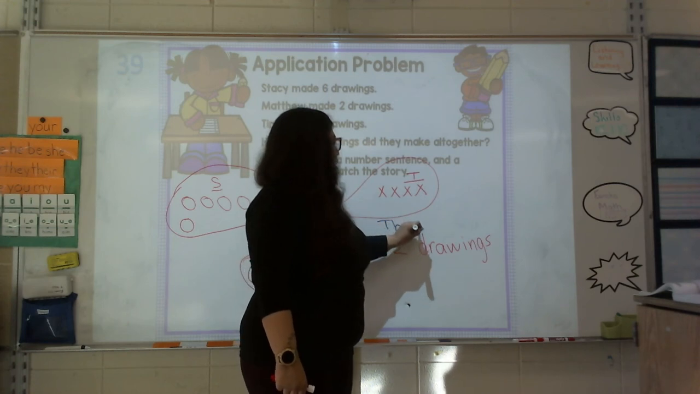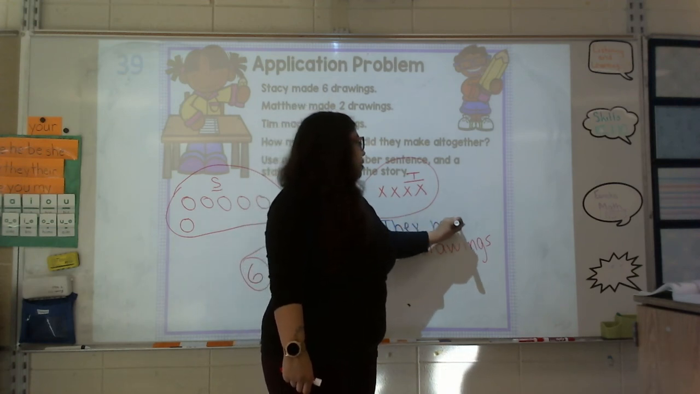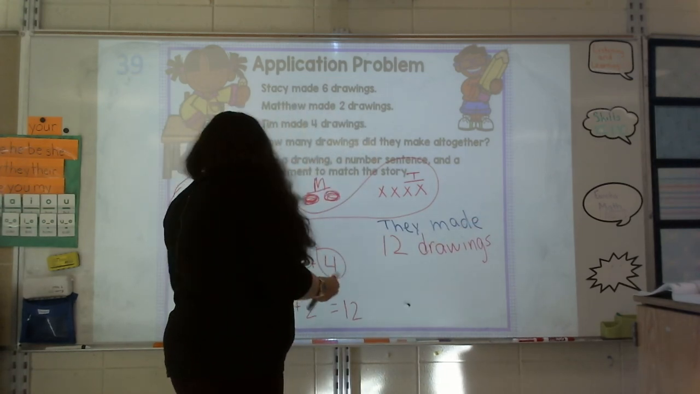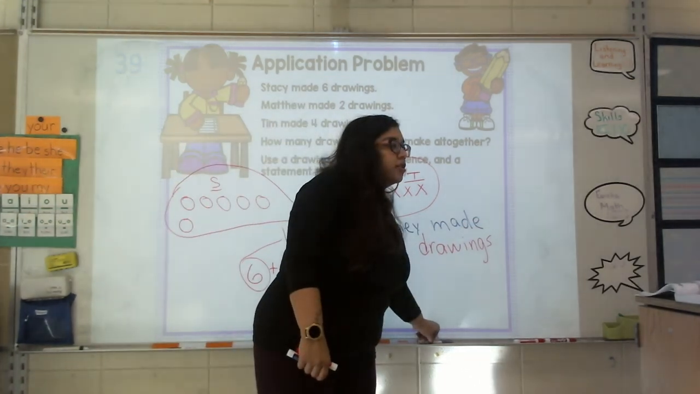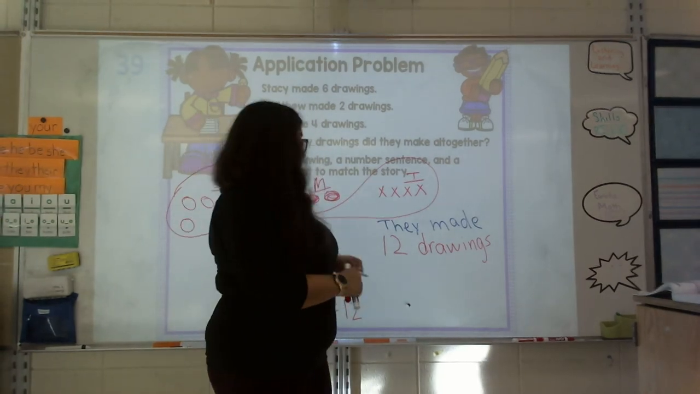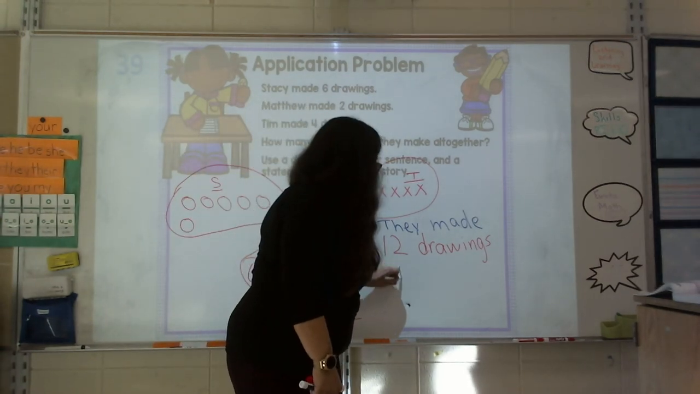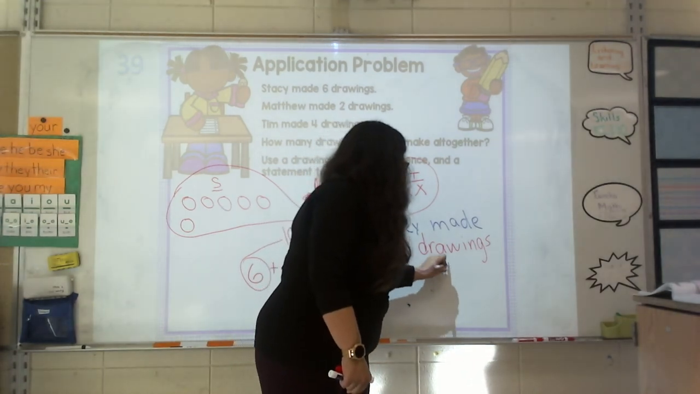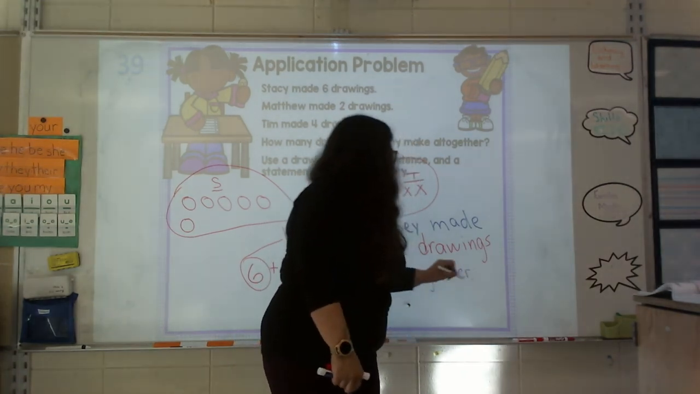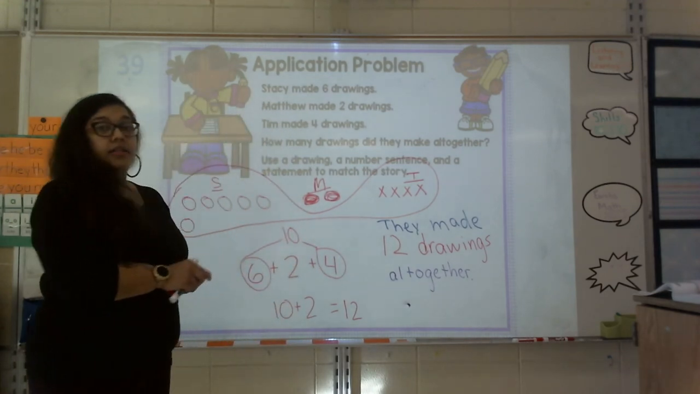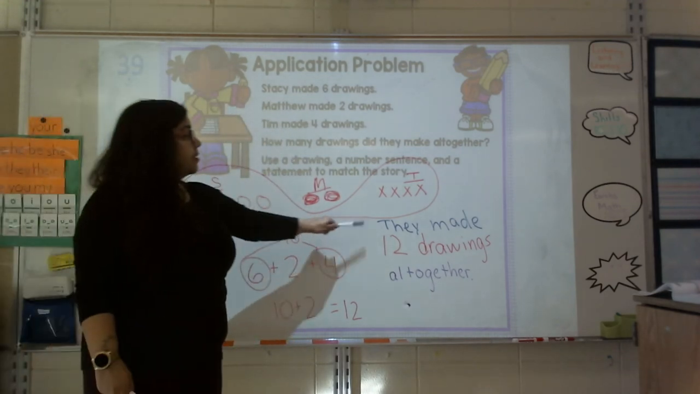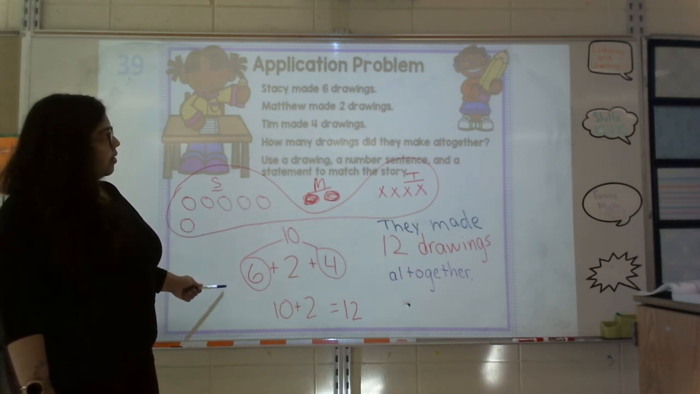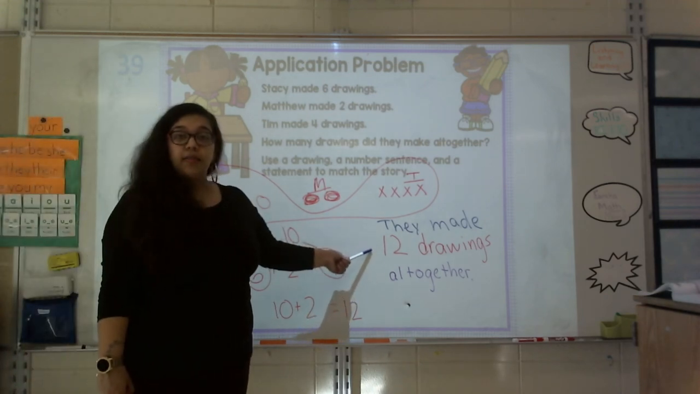They made 12 drawings is how we generate a complete sentence. I seem to have lost the green, so purple is can do today. They made 12 drawings all together. Remember, the red is the must do. That's the work to solve the problem. Here is our picture, here is our number sentence, and here's our statement.